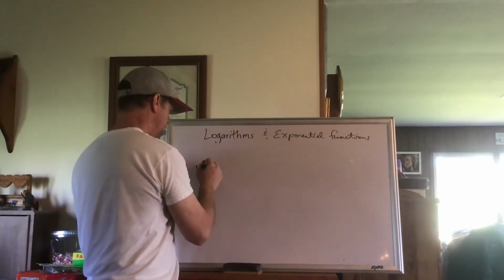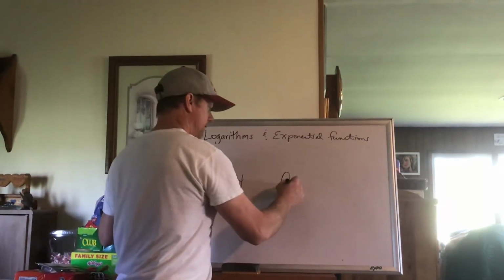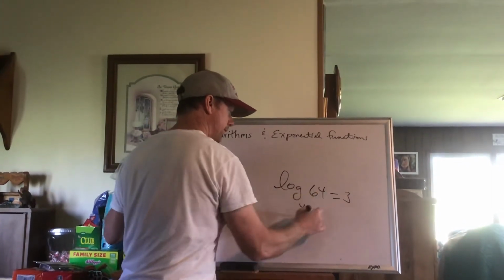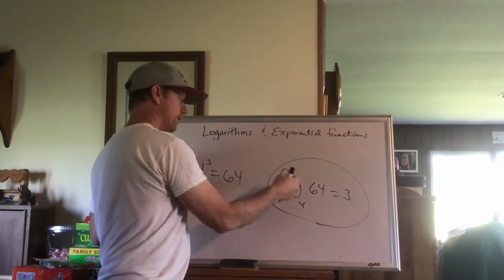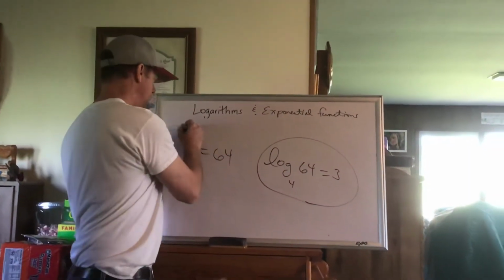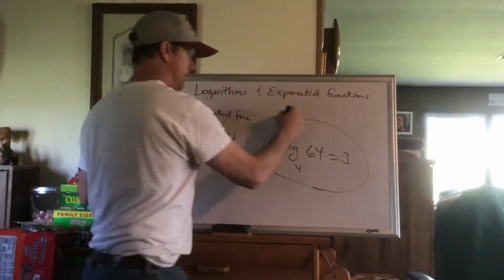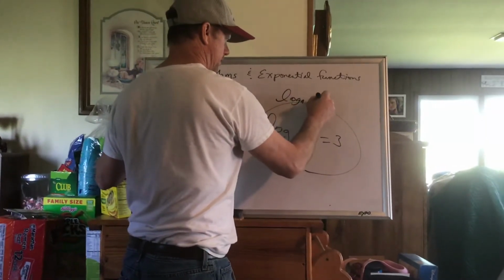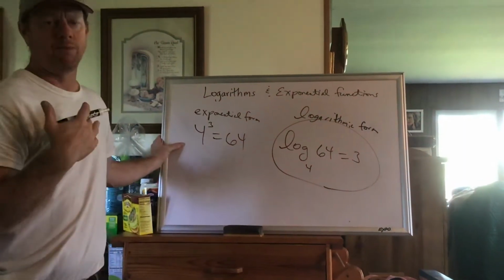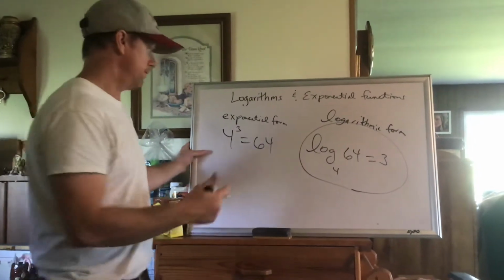If I give you 4 cubed equals 64, and I say write it in log form, okay? Log 4, 64 equals 3. 4 is the base, logs are exponents, 3 is the exponent, and this is your solution. So this is exponential form, and this is logarithmic form, and you have to know how to go both directions, from exponential form to logarithmic form and logarithmic form to exponential form.